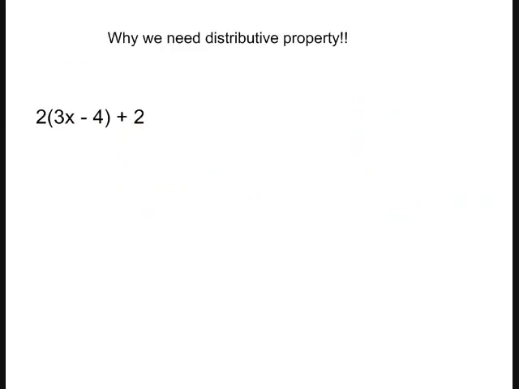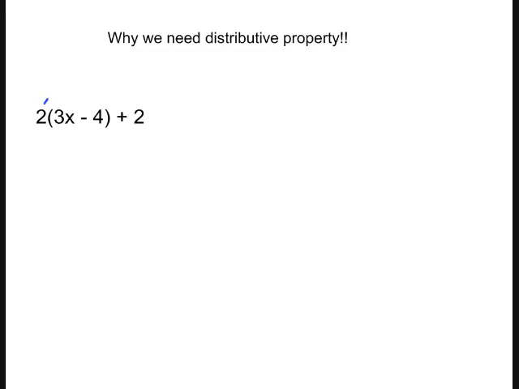Now, if I try to use PEMDAS on this, the first thing that we have to do is parentheses. But I can't. I cannot combine 3x minus 4. So now I'm kind of stuck. Well, distributive property allows me to get rid of the parentheses so that I can continue on with the problem.